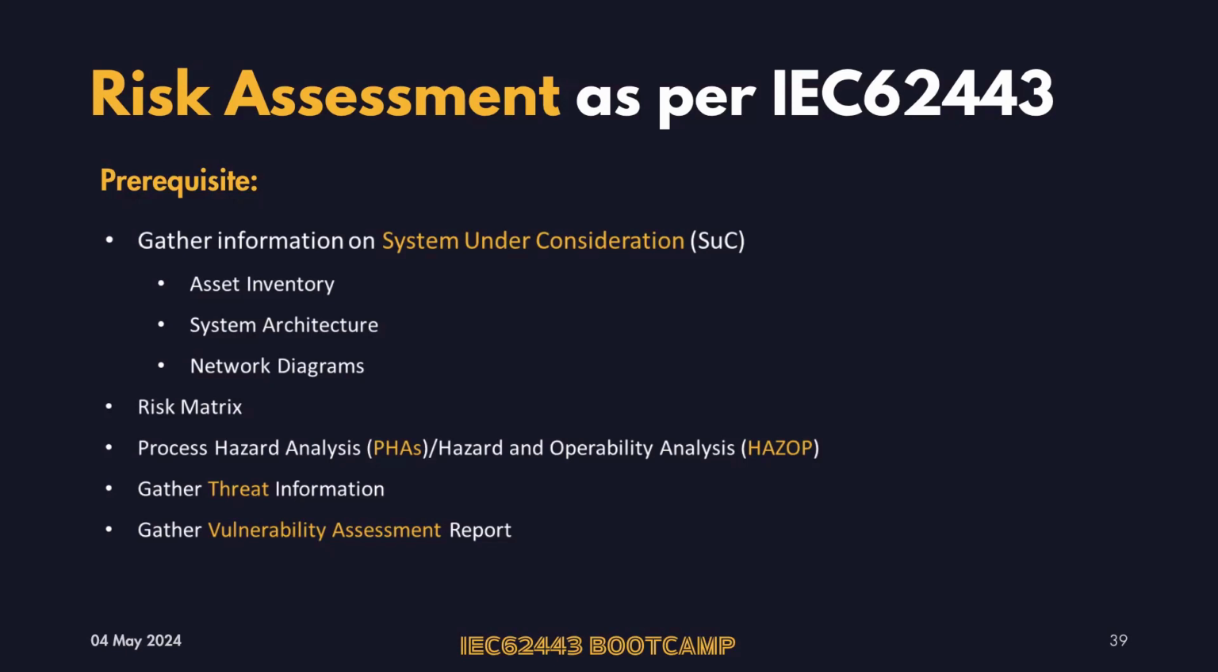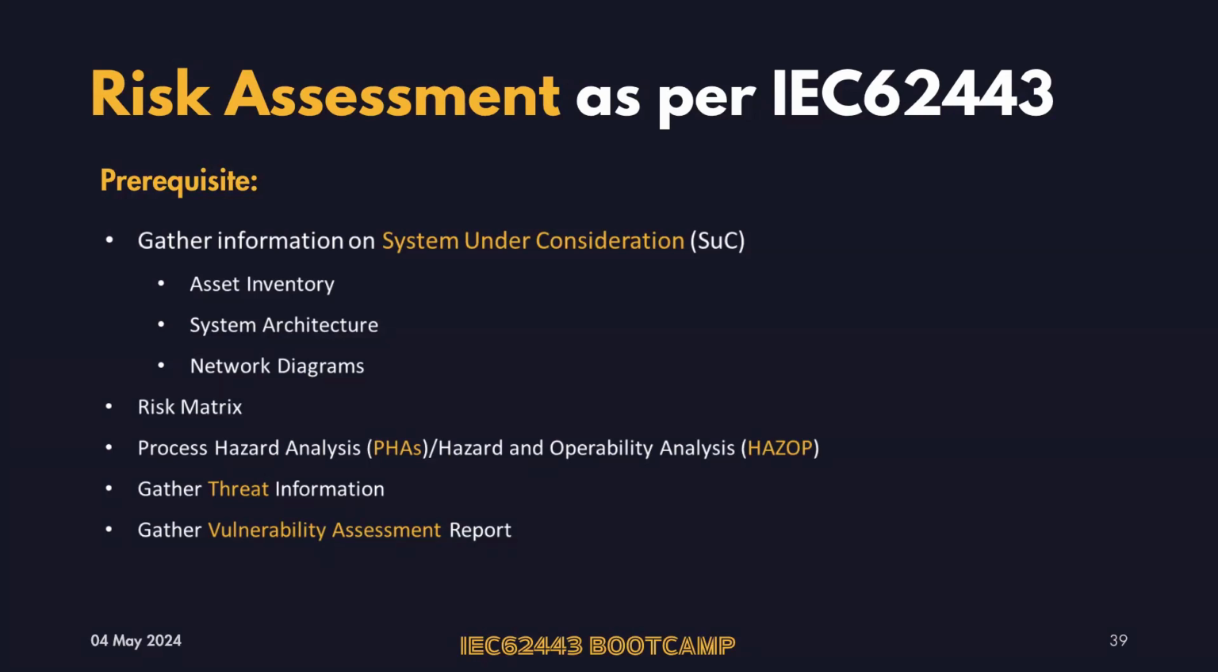Some people use a 5 by 5 matrix. Some organizations use 3 by 3, with just high, medium, and low. So it depends. Then you have to take the process hazard analysis and the hazard and operability analysis, the HAZOP study, which is usually done for safety systems. But it still holds good for critical operations in each critical infrastructure. You also gather threat information specific to the industry. For example, the threats related to energy might not be the same for marine, or for the railway sector, or the oil and gas sector. So you have to gather that information.